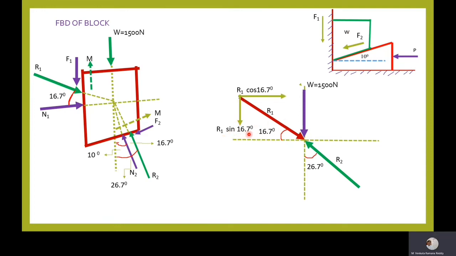This is R1 sin 16.7 degrees. This is R1 cos 16.7 degrees. And again resolve this R2 also. This is R2 sin 26.7 degrees. And this is R2 cos 26.7 degrees. Now we'll consider the equilibrium conditions for this block.